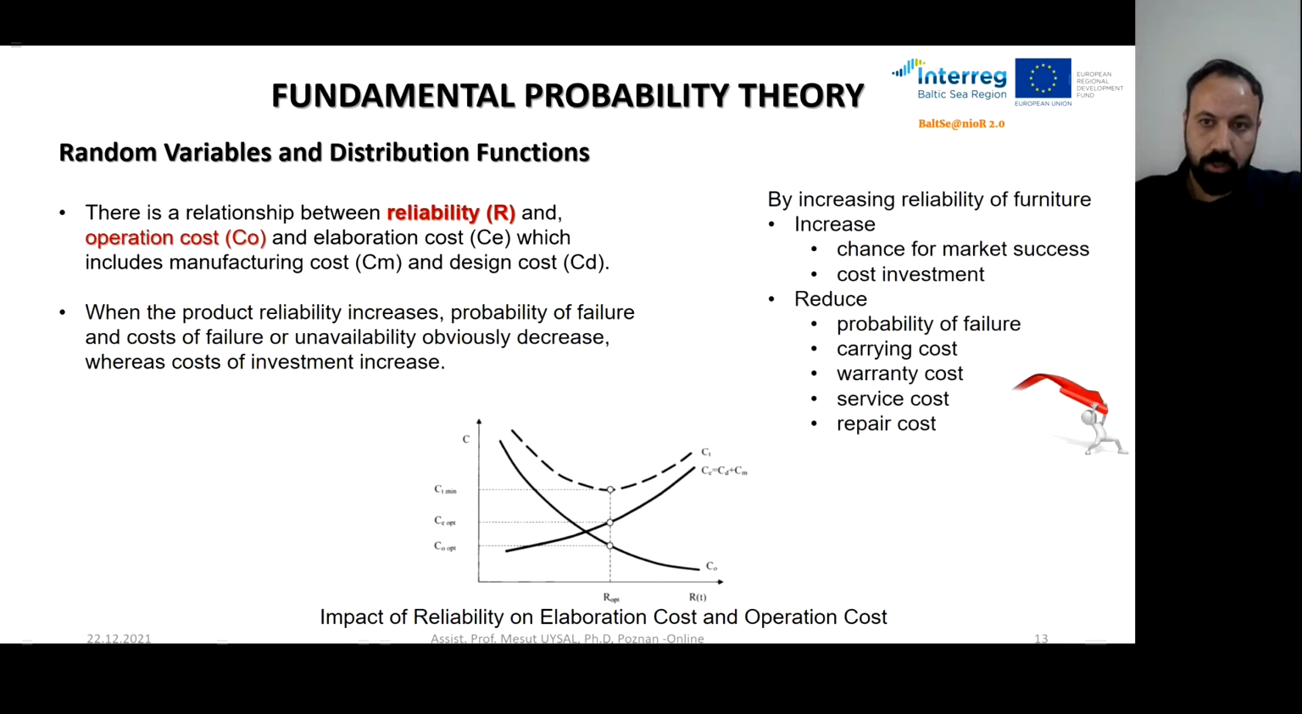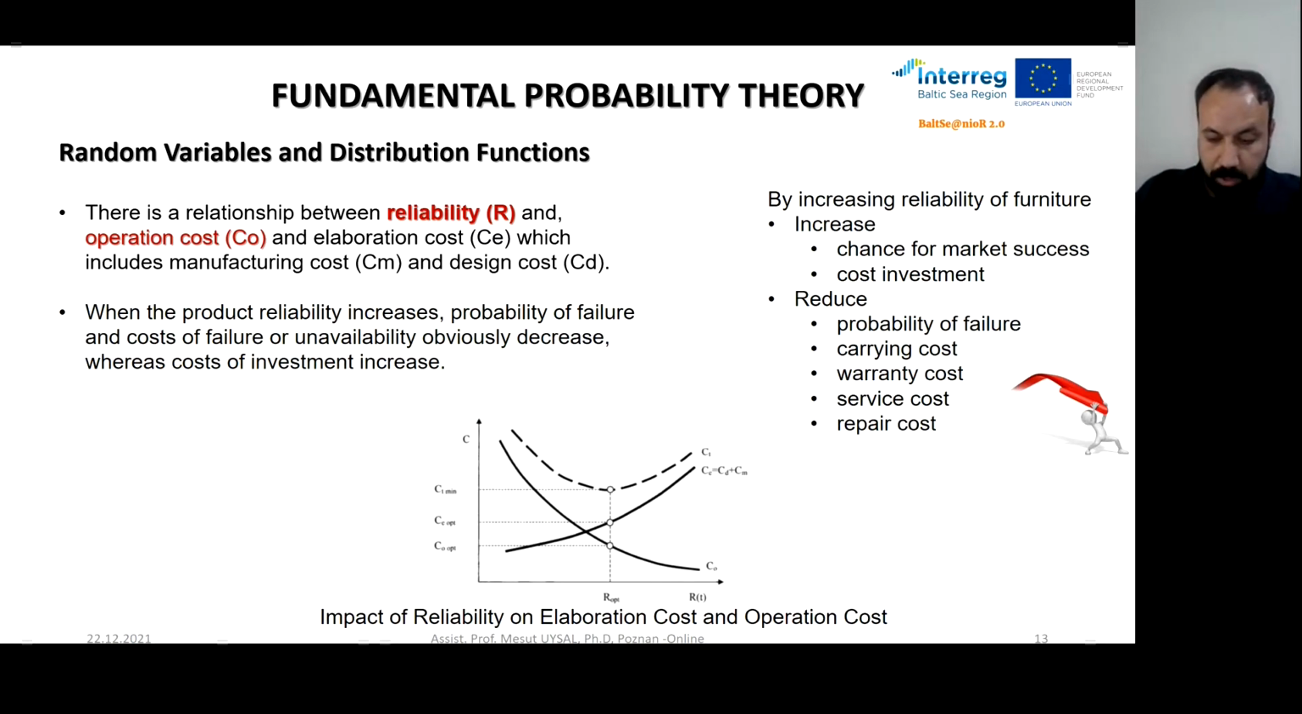So by increasing the reliability of furniture, we can increase the chance of market success and cost investment. And in doing so, we can reduce the probability of failure, carrying cost, warranty cost, service cost, and repair cost. So our manufacturing processes have knowledge about reliability, so they can apply it in their product.